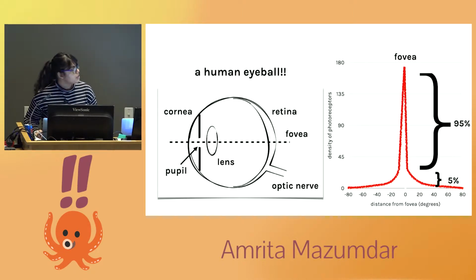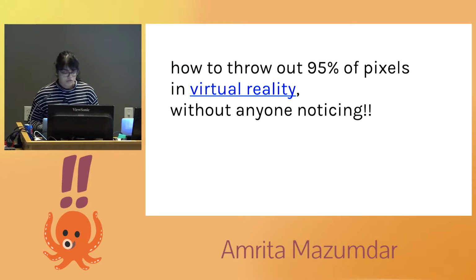And the foveal region has about 95% of the photoreceptors, and then the rest of your optic nerve is taking in 5% of the scene for your peripheral vision. So that's what the peripheral vision thing comes from. You've got your foveal region and your peripheral region. So this is also where the 95 number from my talk comes from. It's the foveal region. So why are we talking about virtual reality?